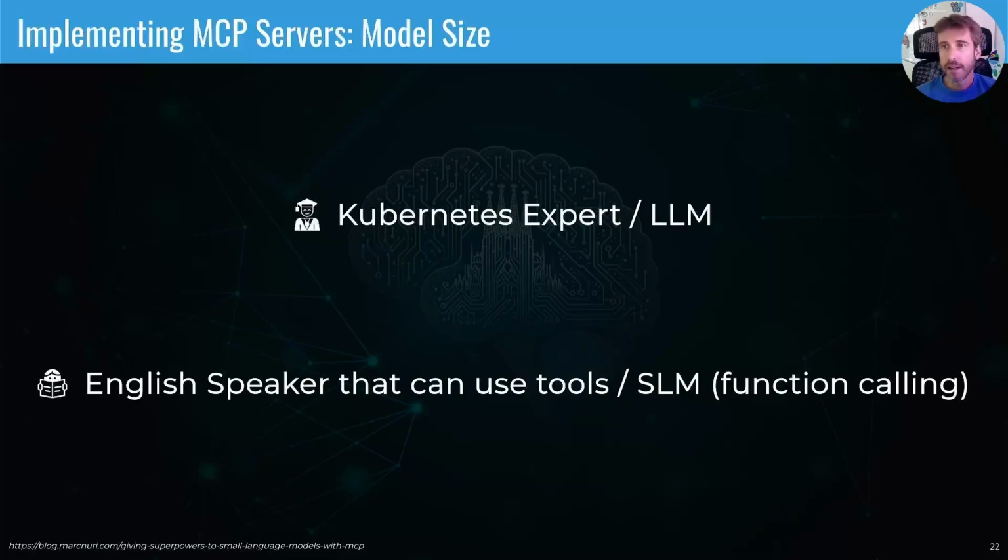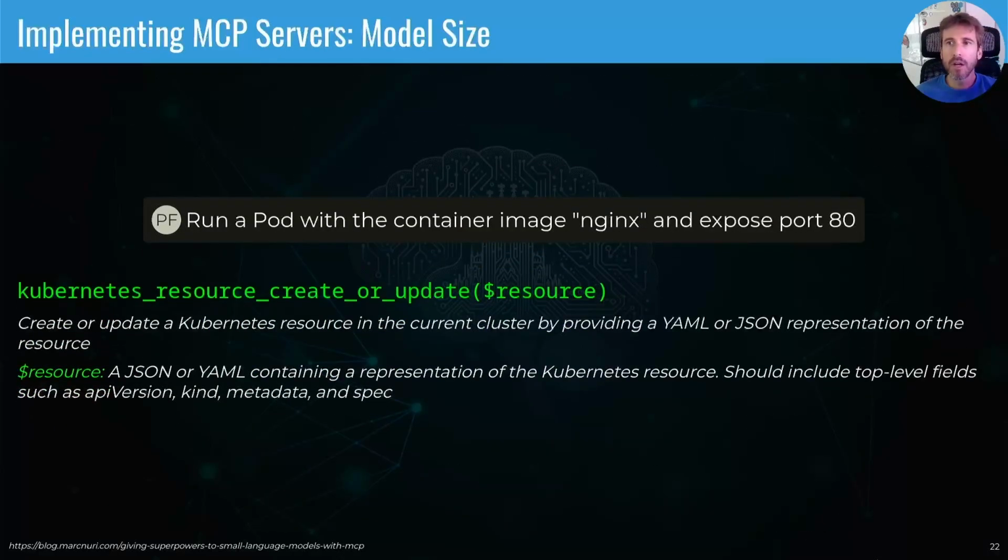And then I would pick another person from the audience, maybe a developer, who is an English speaker and basically is able to call a function within their code, right? So this person would act as the small language model. So if we go back to this prompt, "run a pod with the container image nginx and expose port 80", let's say that the MCP server that I created exposes this function, kubernetes resource create or update, and accepts a single parameter or argument called resource.